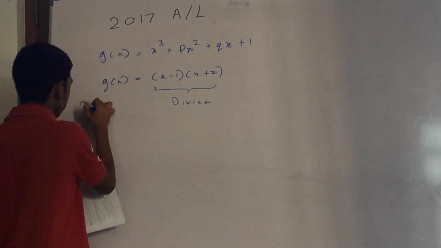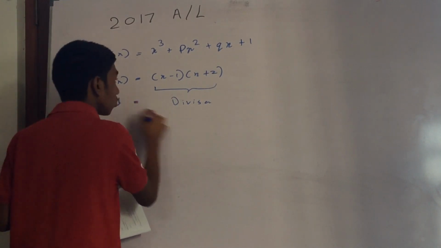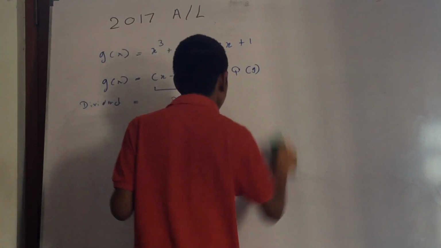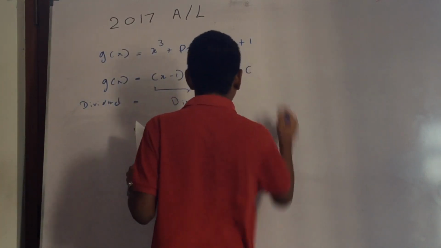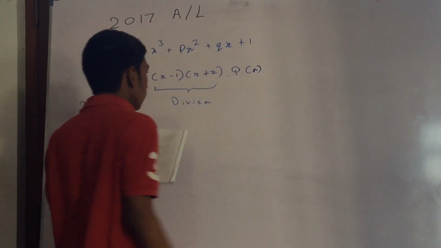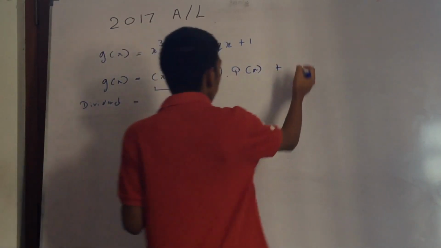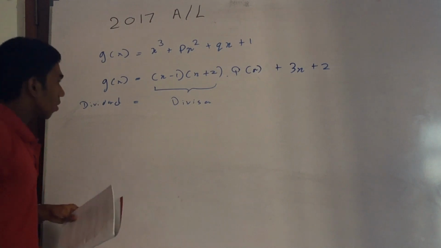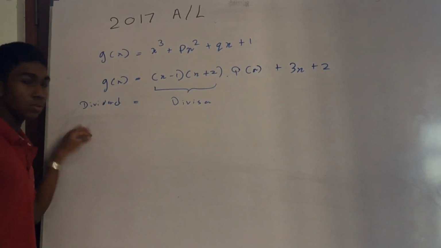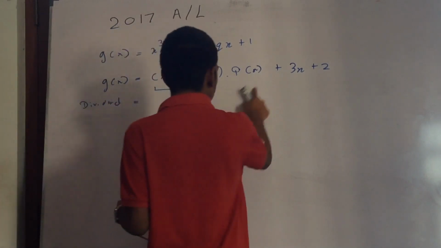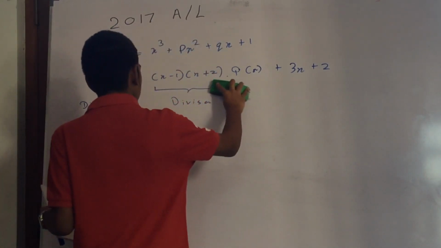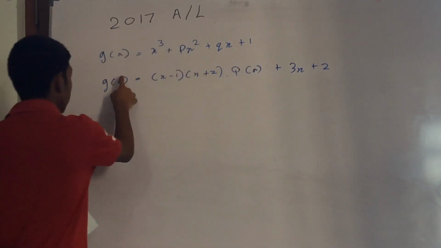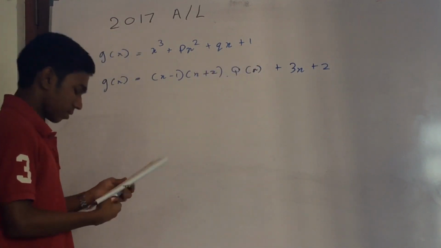This is the dividend. So dividend is equal to divisor into quotient. We don't know the quotient, so we call it q(x), plus the remainder they are saying is 3x plus 2. So dividend is equal to divisor into quotient plus remainder. So the divisor is x minus 1, x plus 2, the quotient we don't know, q(x), and the remainder.